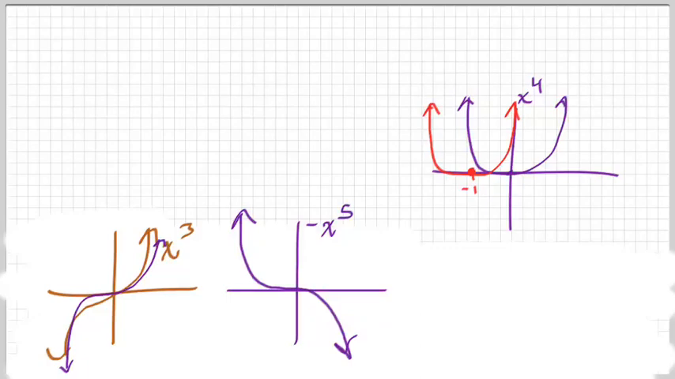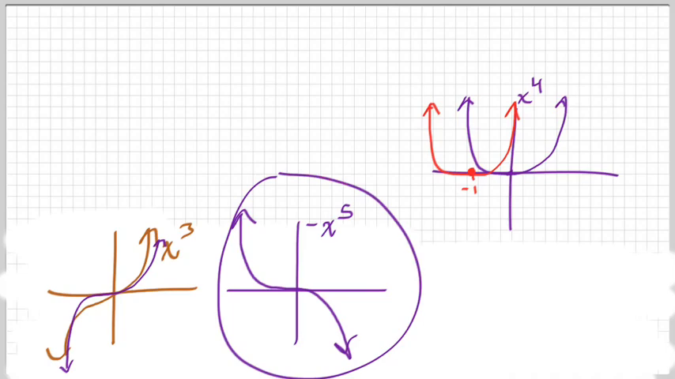So when we talk about end behavior, we're talking about the left side and the right side arrow. For example, we're going to look at this graph right here. There's a left side and there's a right side. So, let's write that down. End behavior. That's what we're talking about.